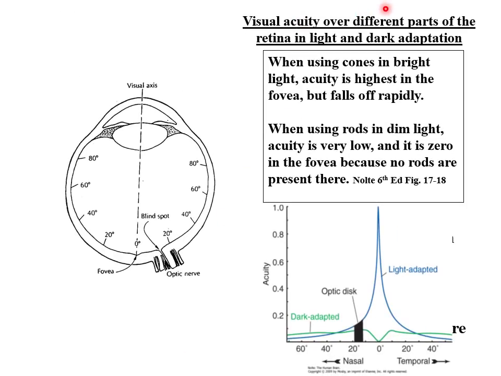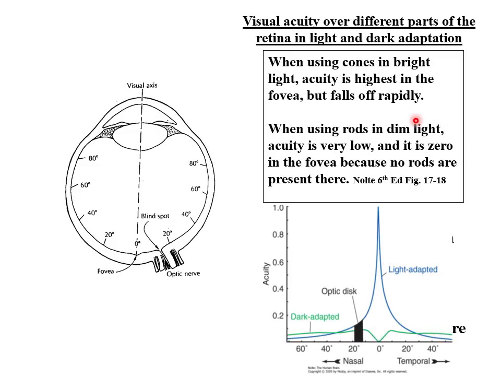The visual acuity over different parts of the retina in light and dark are striking in different levels of adaptation. If you're using your cones in bright light, the acuity is highest right at the fovea where they're concentrated, and it drops off rather rapidly as you move away from the fovea. As a result, we can read very well at the fovea and see things with good color. But as you move away from the fovea, you don't see things as well, even with light adaptation, and you're not able to see high resolution or see color so well.